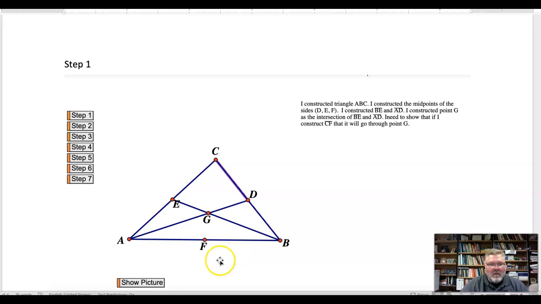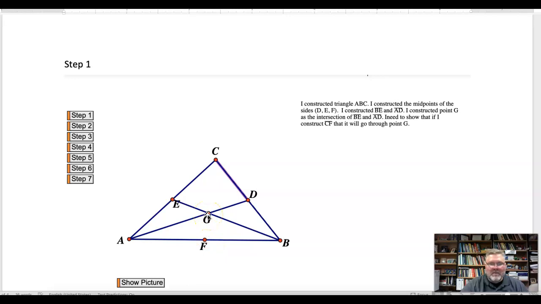So I've constructed triangle ABC. It's just a regular old triangle, nothing special. I constructed the midpoints D, E, and F. Then I constructed BE and AD, those two medians. They intersect at point G. And what I need to show is that if I construct CF, it will go through G.